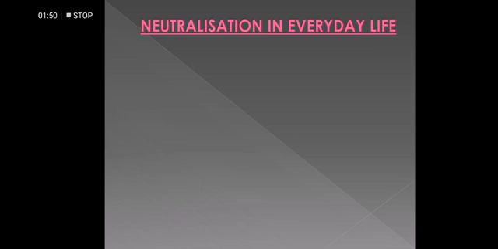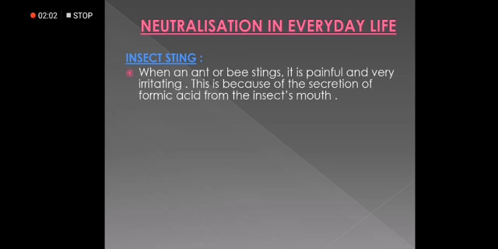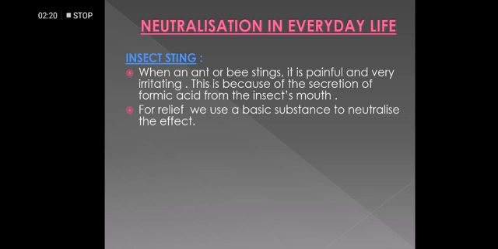Neutralization reactions also occur in our everyday life. Some important examples we will be discussing now. The first one is an insect sting. What happens when an ant or an insect bites? This leads to irritation on the skin and pain. This is because of the secretion of an acid from the insect's mouth. This acid is formic acid. Now, to get relief, the effect of the acid needs to be neutralized with a base.